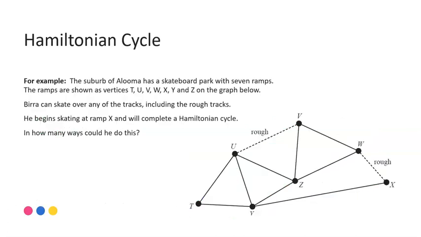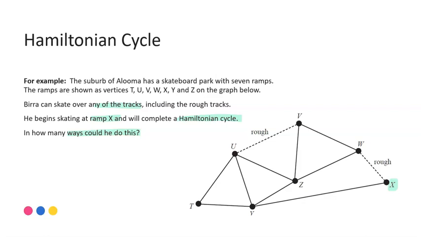For our final example, we're back to the suburb of Aluma and the skate park. So Bria can skate over any of the tracks, including the rough track. He begins skating at ramp X and will complete a Hamiltonian cycle. How many ways could he do this? So firstly, we need to identify one possible Hamiltonian cycle, beginning and finishing at vertex X. And then we can think about, were there any other options?